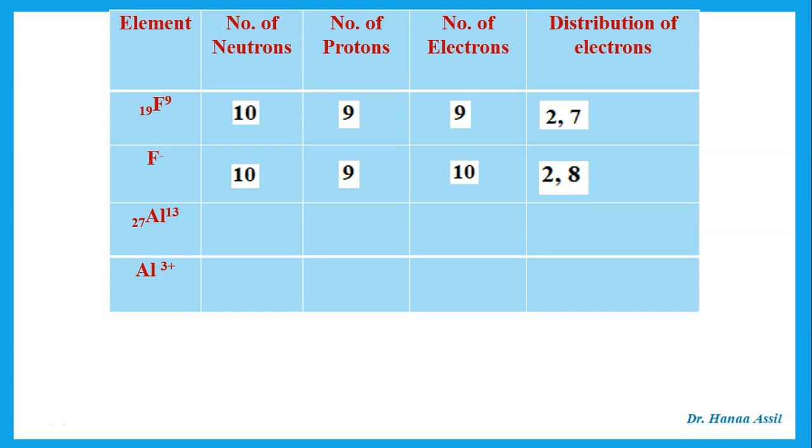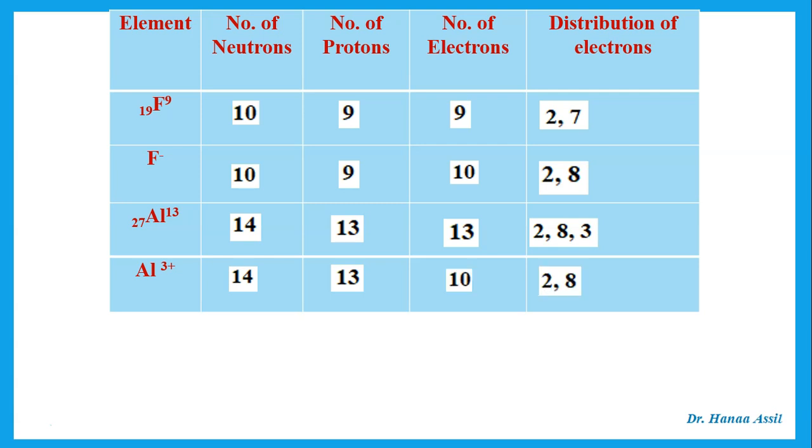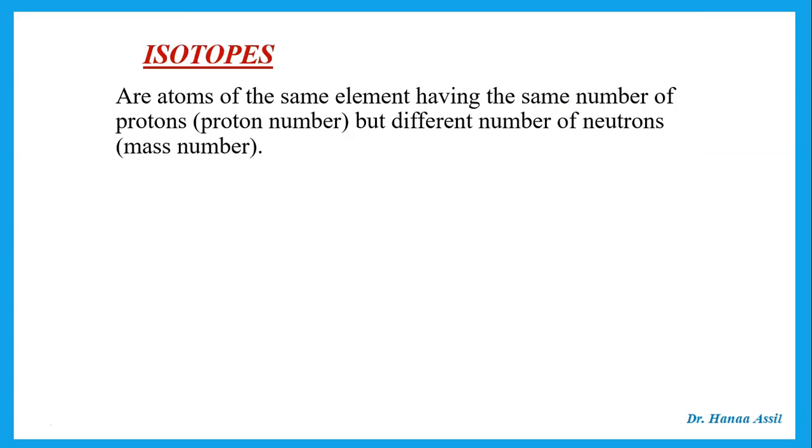Again, aluminium has atomic number 13, mass number 27. Number of neutrons, the difference. Number of protons, the small number, atomic number. Number of electrons, atomic number. Distribution of 13 electrons, 2,8,3. What if I have aluminium 3 plus? What does 3 plus mean? It means it has lost 3 of its electrons. Number of neutrons is the same, protons is the same, but now I have lost 3 electrons, so now it is 2,8. Please remember all of this.